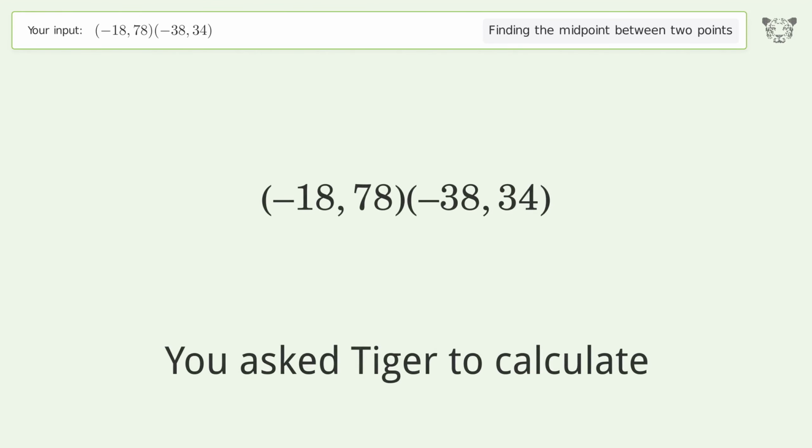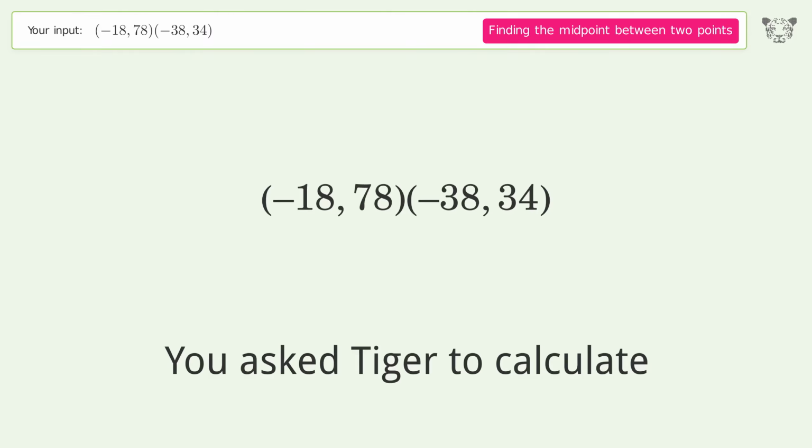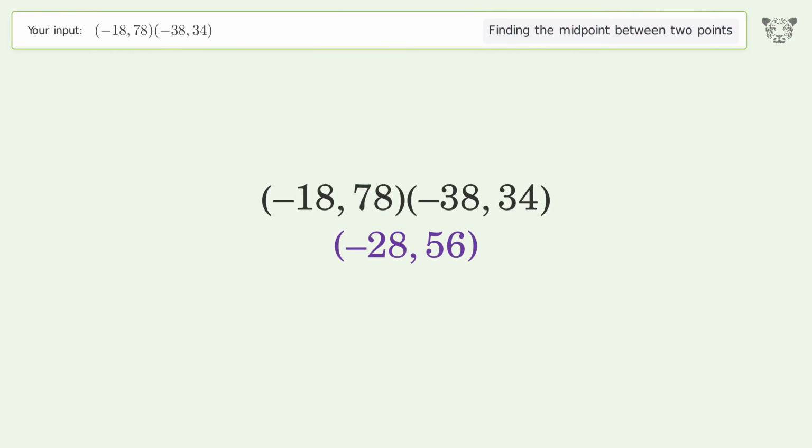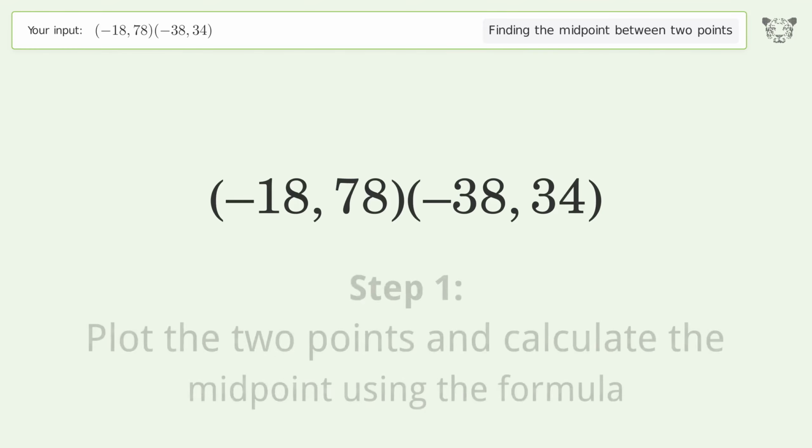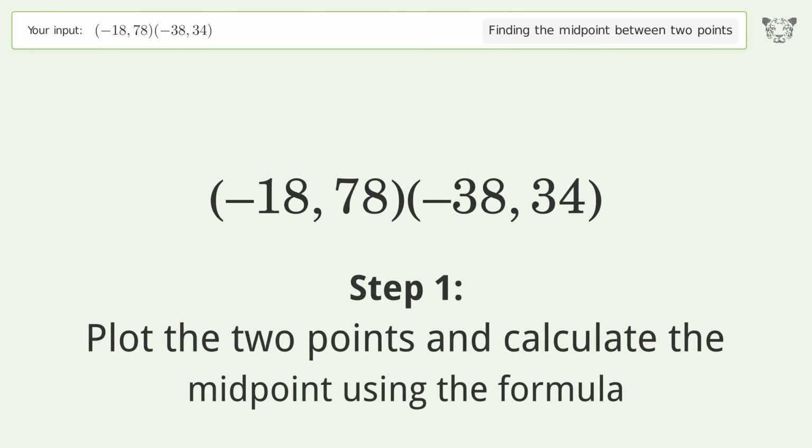You ask Tiger to calculate. This deals with finding the midpoint between 2 points. The midpoint between the 2 points is negative 28, 56. Let's solve it step by step. Plot the 2 points and calculate the midpoint using the formula.